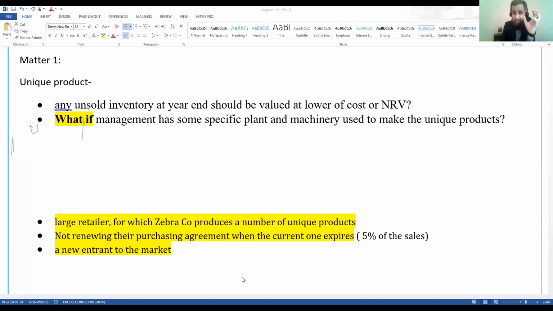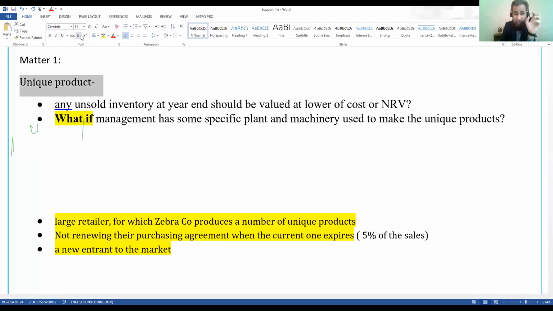So is this impacting the valuation of the assets and liabilities? It is. So with unique products, what is the thinking process? Either they need to recognize impairment if there has been some specific plant and machinery used in unique products, and if there is any unsold inventory, it should be valued at the lower of cost or net realizable value.